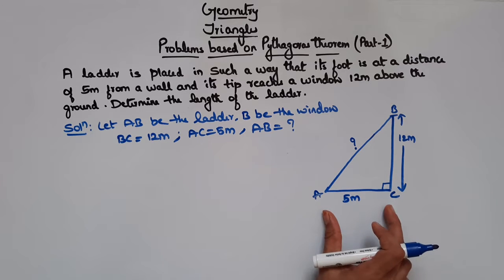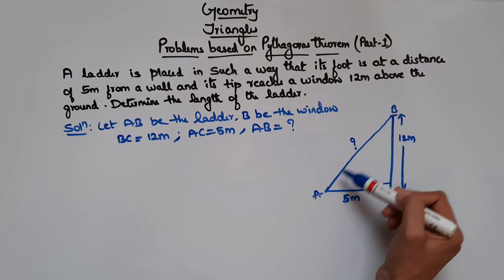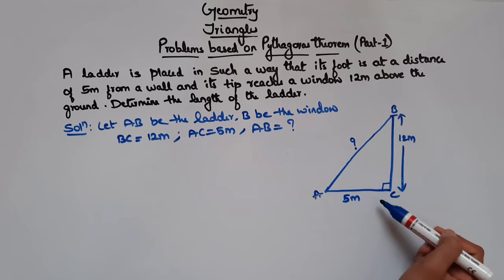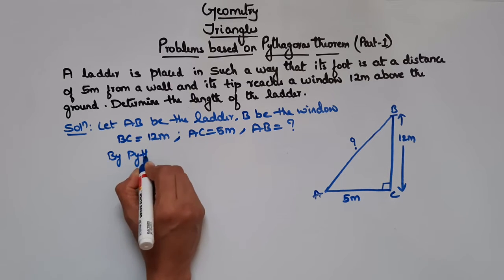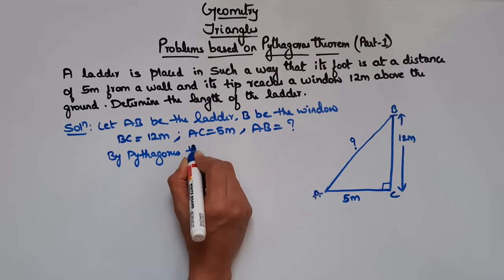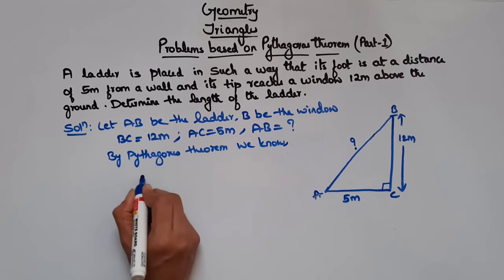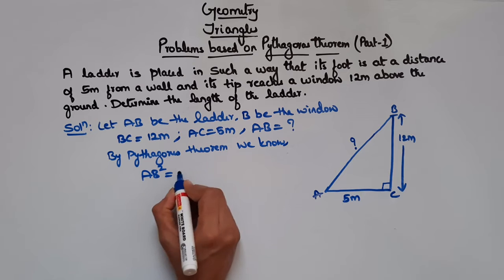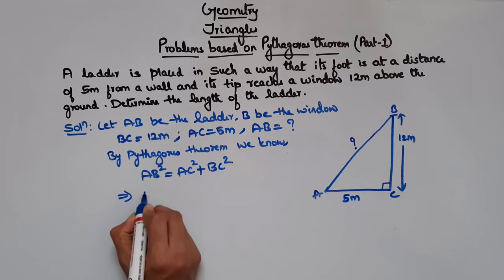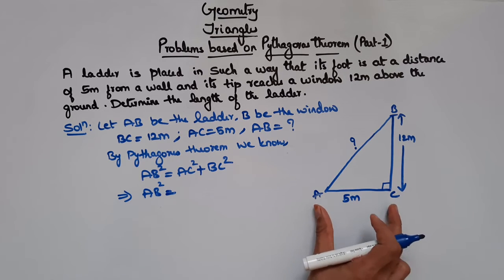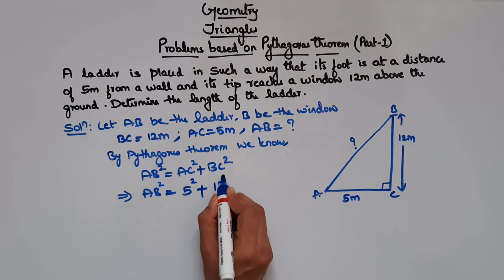Since this is a right angle triangle, we can apply Pythagoras theorem. Pythagoras theorem states the hypotenuse square is equal to the sum of the squares of the other two sides. So by Pythagoras theorem, AB square is equal to AC square plus BC square. So AB square is equal to 5 square plus 12 square.